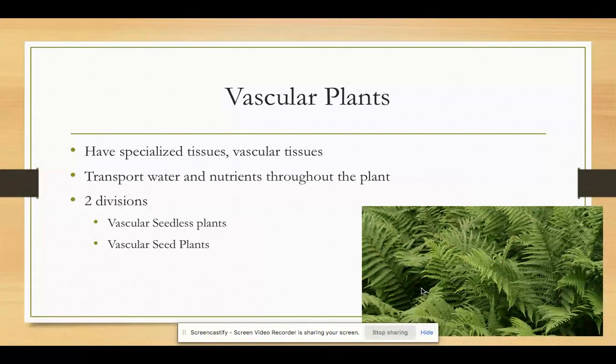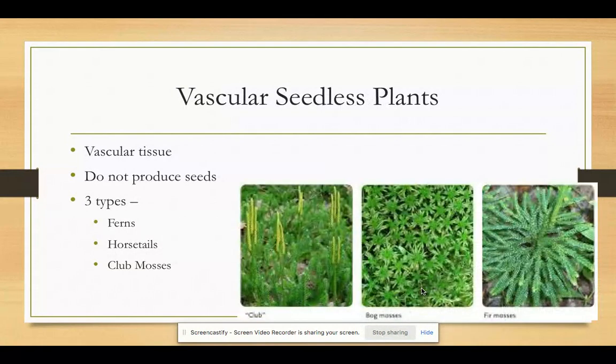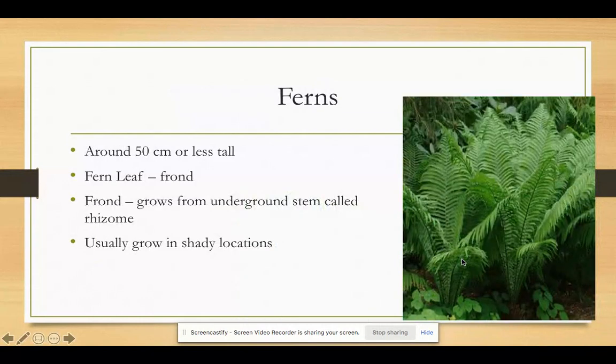Now we move into our specialized plants. These are vascular plants. They have specialized tissues, those vascular tissues we talked about in the first part of the lesson. They transport water and nutrients throughout the plant, and we divide them into two groups: vascular seedless plants and vascular seed plants. Vascular seedless plants have vascular tissue but do not produce seeds, and we have three main types: ferns, horsetails, and club mosses. And you can see in the picture.